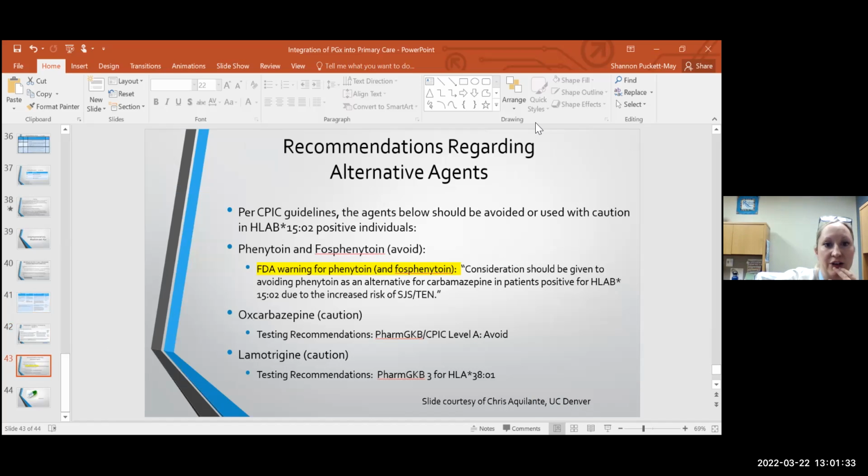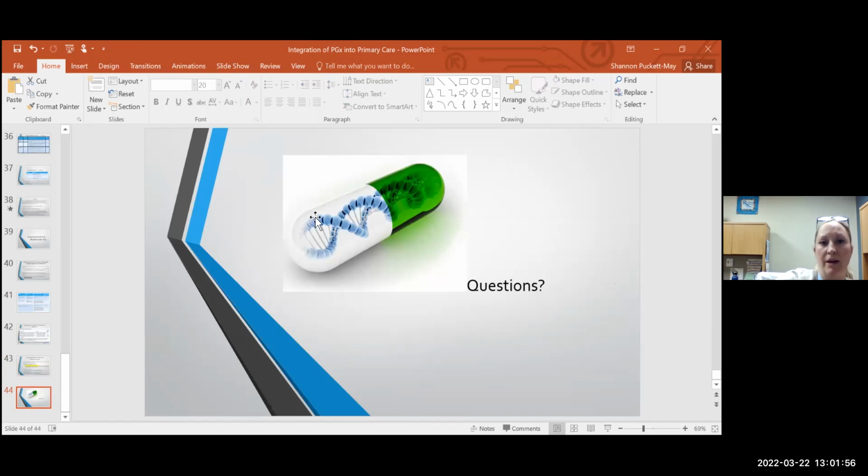As far as recommendations for alternate therapy, you also want to be cautious. Okay, I already said that with phenytoin. Oxcarbazepine, you also want to be cautious. And then lamotrigine, we don't usually do the testing for HLA star 3801. We just dose that very low and slow.